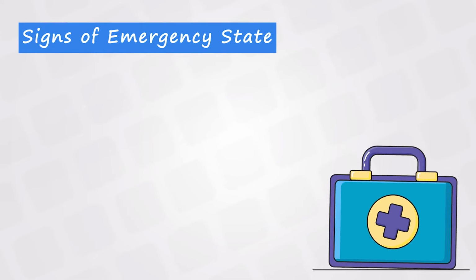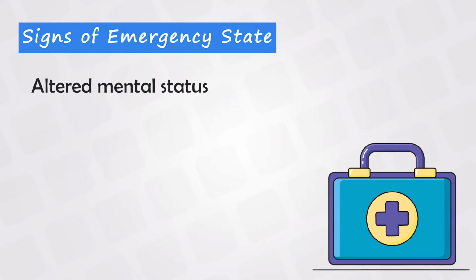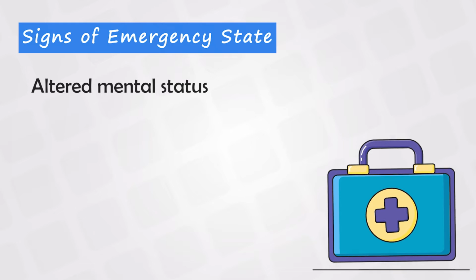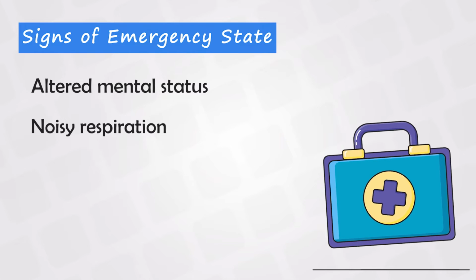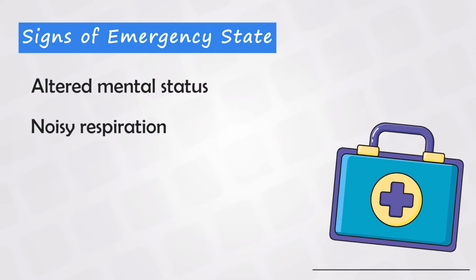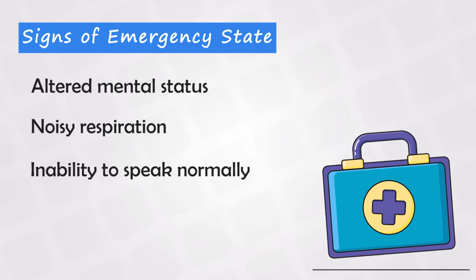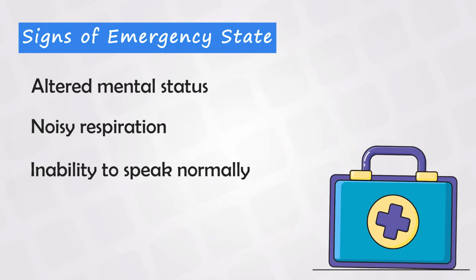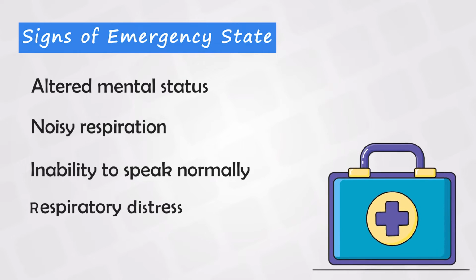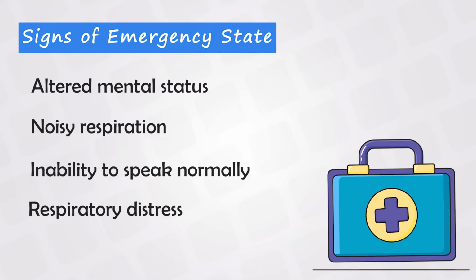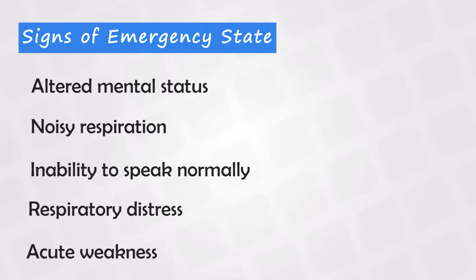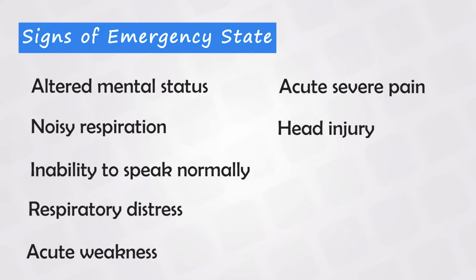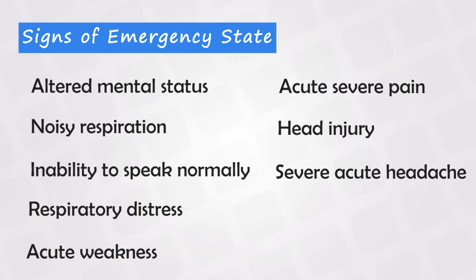Signs of severe emergency include altered mental status, which translates into a patient that is unresponsive, confused, or severely agitated. Noisy respiration, and this is one of the big signs. Inability to speak normally, and this can be anything from strokes to choking by food. Respiratory distress, and this can translate into rapid or shallow breaths. Acute sudden weakness, sudden severe pain, head injury, sudden severe headache, and seizures.